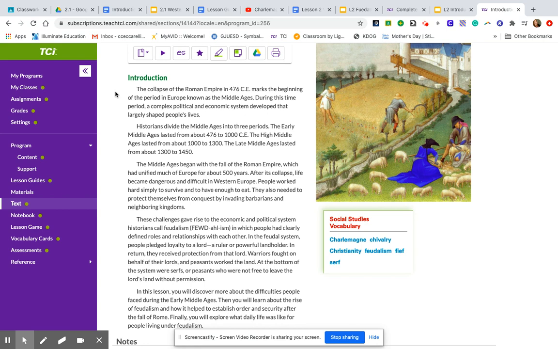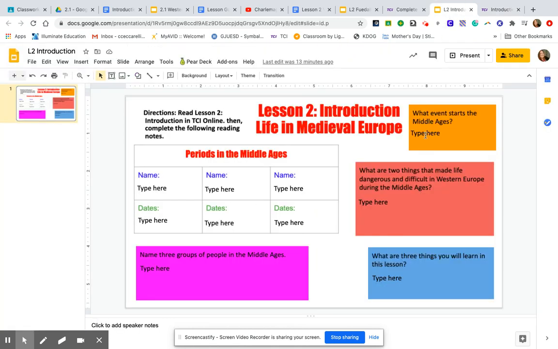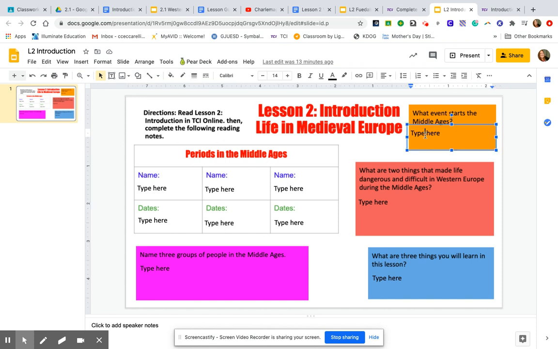Excellent. Now that you know the answer, go ahead and click on over to your slideshow and type your answer here. What event starts the Middle Ages? Where it says type here, backspace that out and type your answer using a complete sentence that reuses words from the question in your answer.